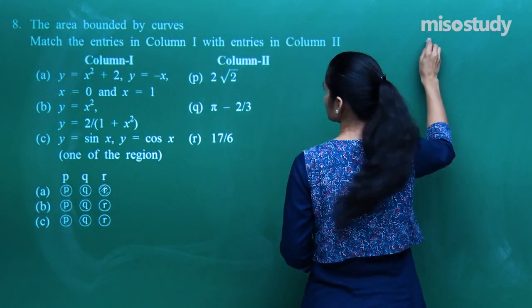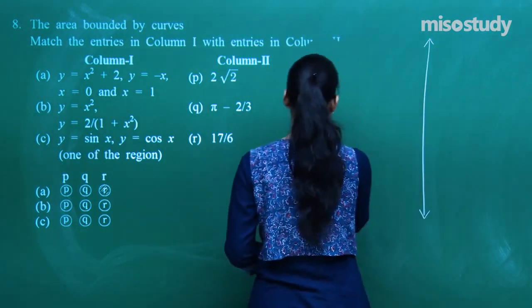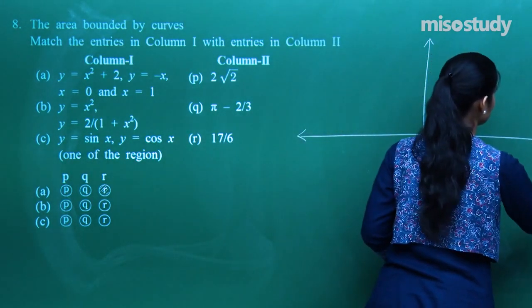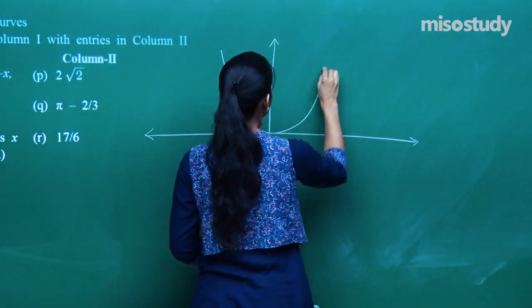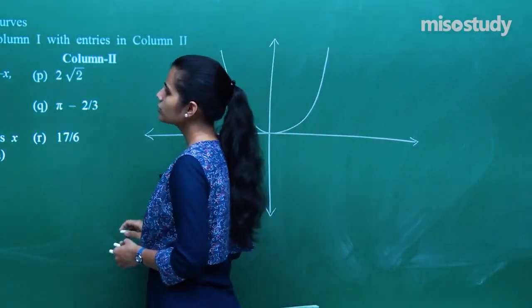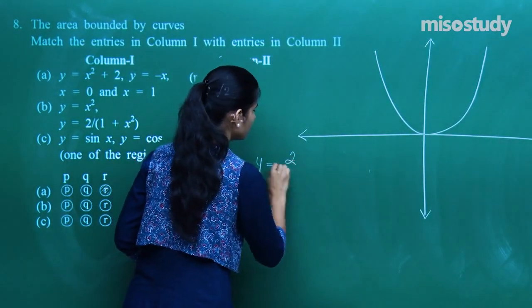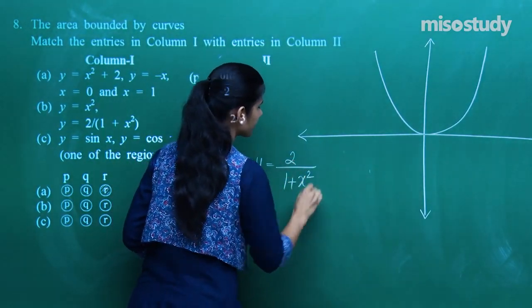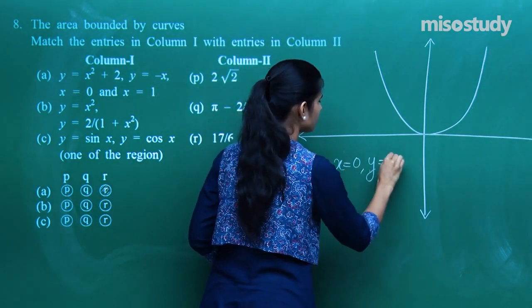y equals x square. Let's look at this now. It is y equals x square. And then it is y equals 2 upon 1 plus x square. Now see, when you talk about y equals 2 upon 1 plus x square, you know that when x is 0, y is 2.